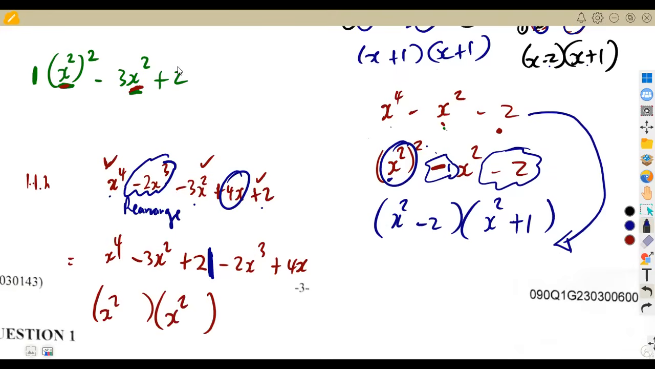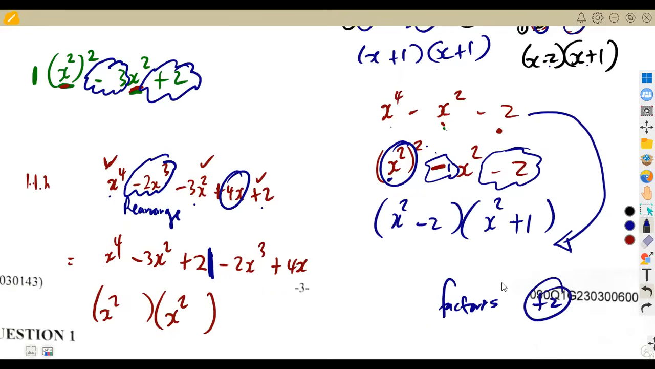We focus on the constant. So you're asking yourself, what are the factors of 2? But these factors of 2 should give us negative 3. We have two numbers that you multiply to get positive 2, but adding those numbers, they will give you a negative 3. So we've got negative 2 and negative 1. If you multiply this, we get a positive 2. If we add these numbers, we get a negative 3. So meaning to say, we're going to have negative 2, negative 1. That is what we're going to have from the factorization of this expression.